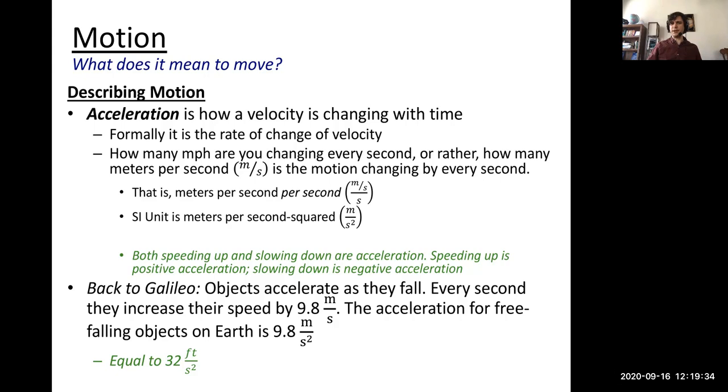After 2 seconds of falling, 32 times 2 is 64. It'd be traveling with a speed of 64 feet per second. After 3 seconds, 96 feet per second is the speed. So as it falls, it's getting faster and faster and faster. And the acceleration gives you a way of saying, oh, it's been accelerating at this rate, with an acceleration of 9.8 meters per second squared for 10 seconds. That thing will be traveling at 98 meters per second after 10 seconds. Again, you'll never have to do calculations like that.